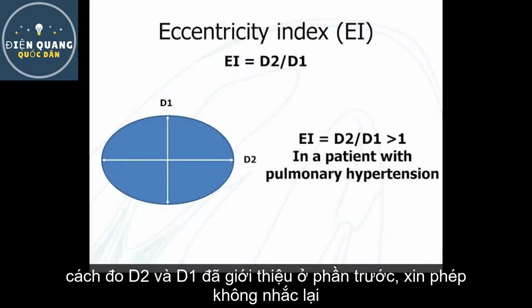The eccentricity index is a measure of the degree of distortion of the left ventricle, and it can be calculated from the short-axis view at the level of the left ventricular papillary muscles. It is calculated by measuring the minor axis of the left ventricle parallel to the septum, D2, and the minor axis of the left ventricle perpendicular to the septum, D1. The eccentricity index is calculated by dividing D2 by D1.